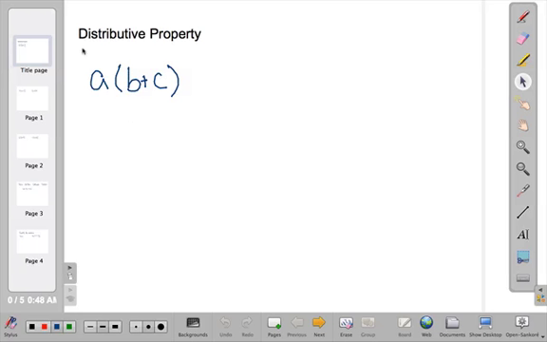In this video, we're going to learn about the distributive property, the different parts of an equation, and we're also going to learn how to simplify an equation. So first, let's review the distributive property.